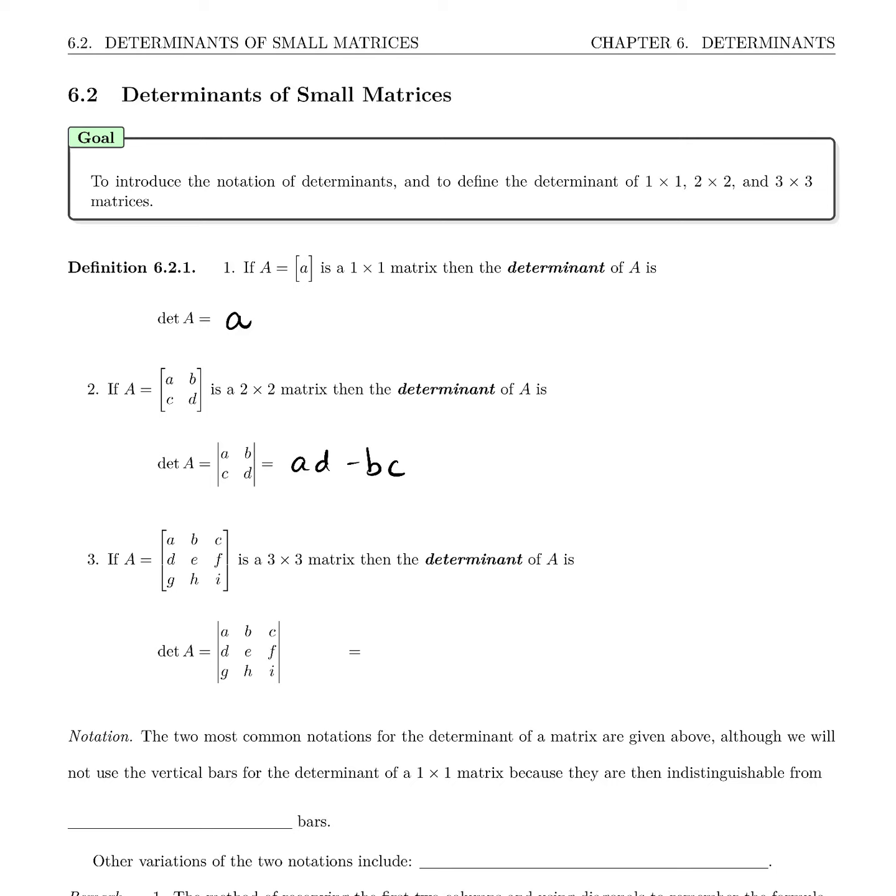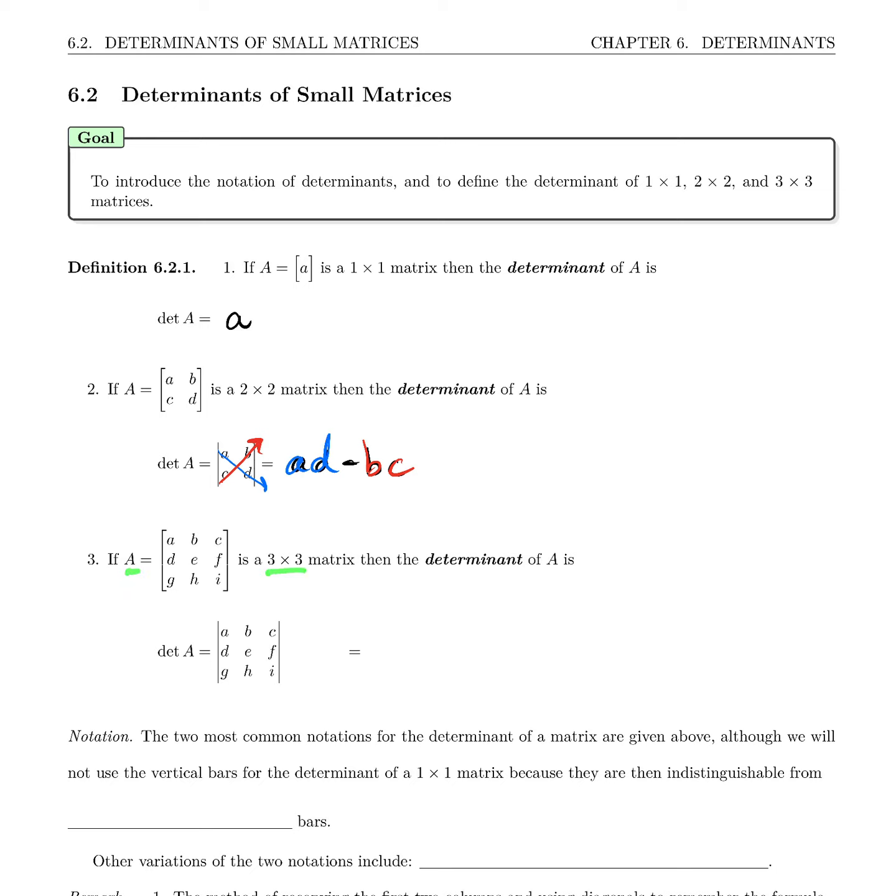Now it's nice to think about this as sort of a cross product like motion. So we have a down product A times D minus the up product B times C. And that is really nice because that down and up product motion continues in number 3.